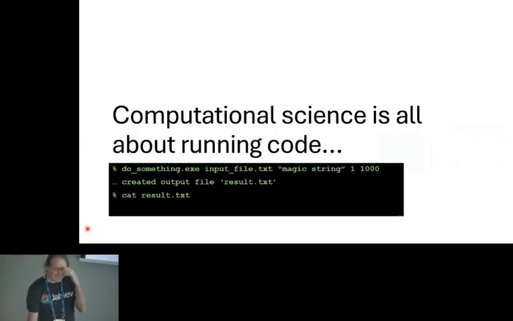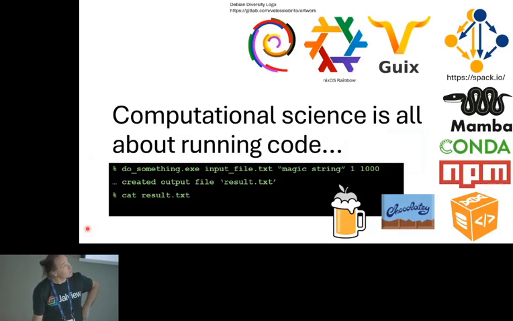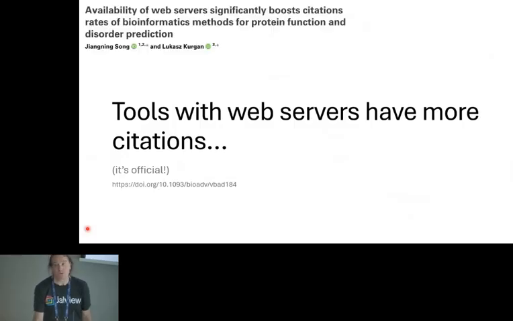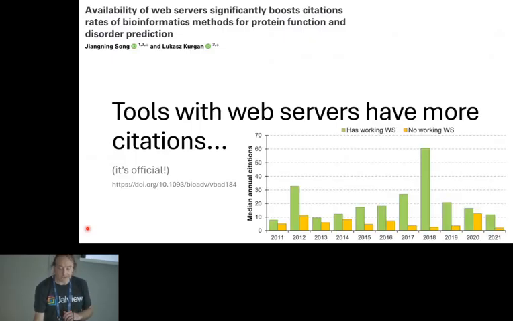quickly. So as we all know, computational science is all about running code. And there are some really wonderful tools out there for allowing you to actually install the code on your machine and run it. But bizarrely, you need a web server to actually increase the citations of your tools, because people can't install the tools themselves and run them unless they want to run the tools lots and lots of times. Somebody even did the research to check this. It's not a bad paper, actually.